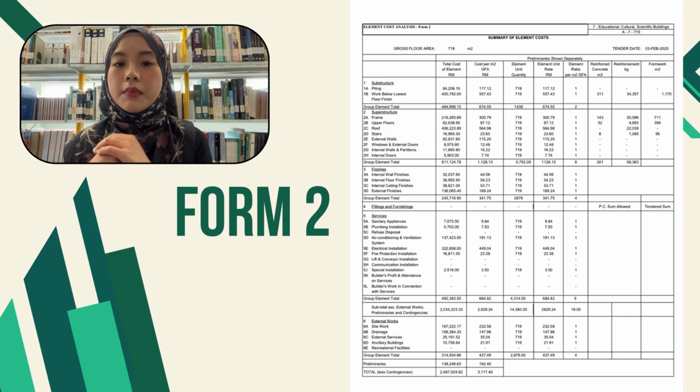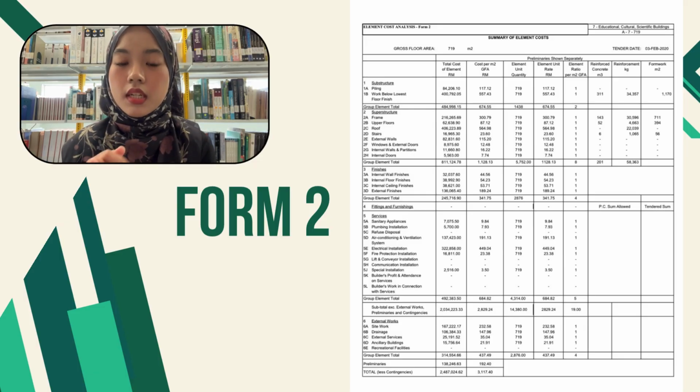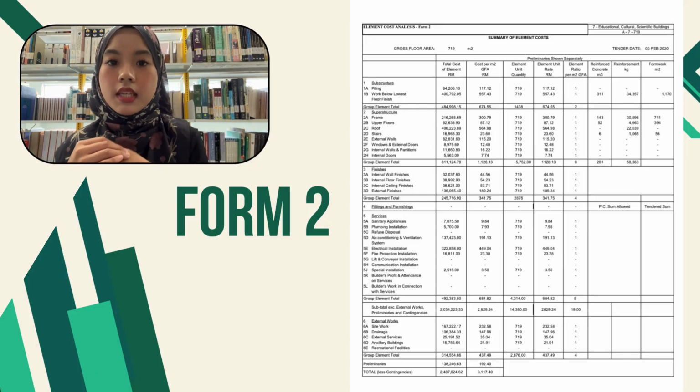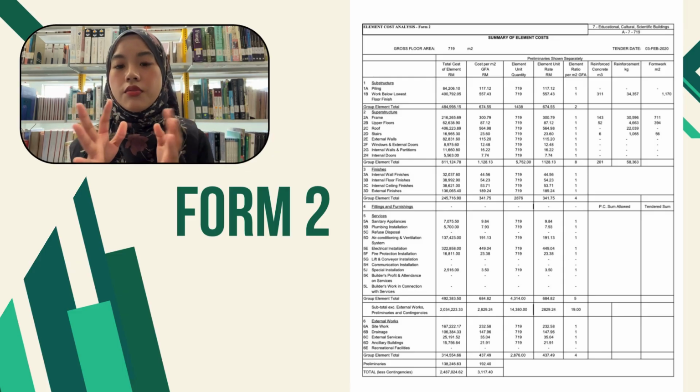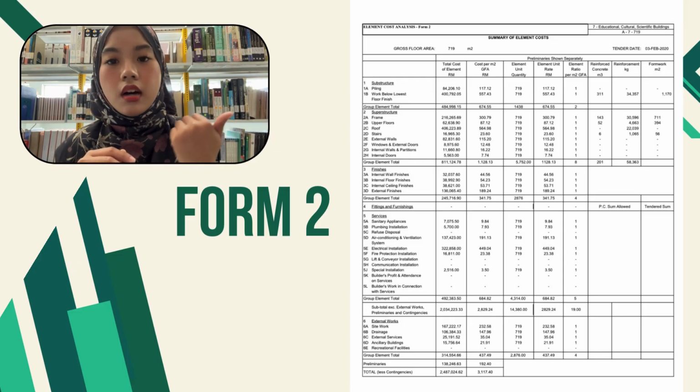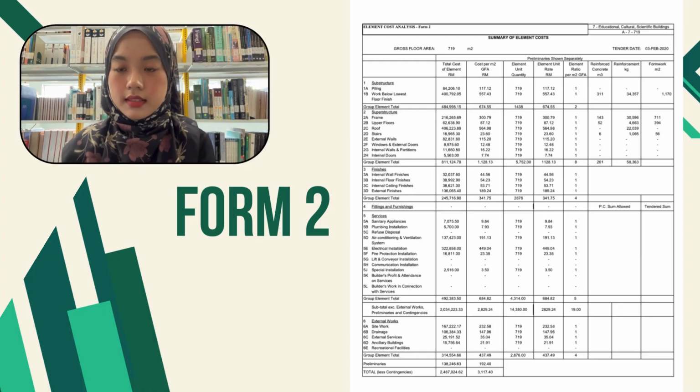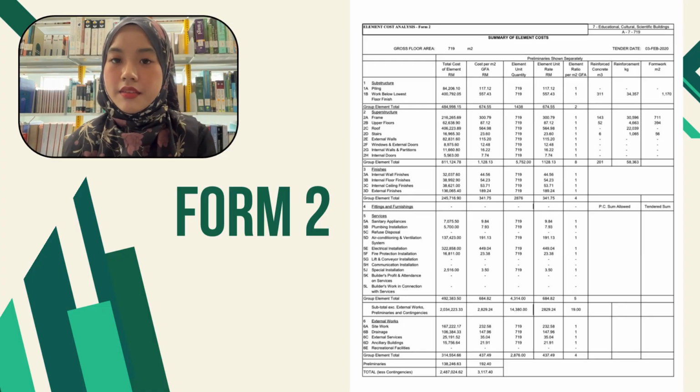Form 2 is typically used during tender evaluation, cost planning, or benchmarking in projects, especially for large buildings like schools, offices, or hospitals.